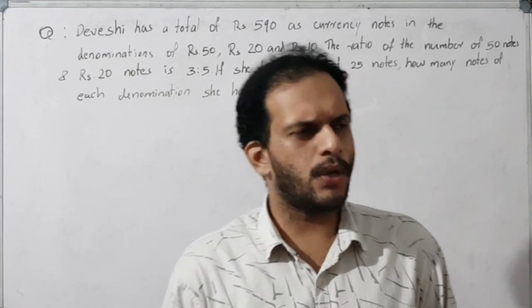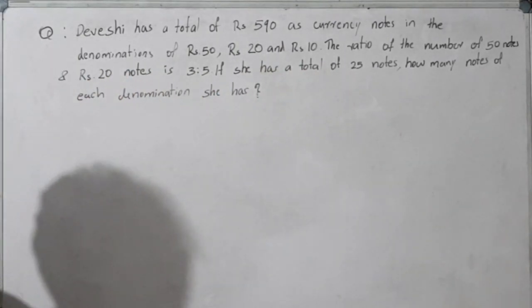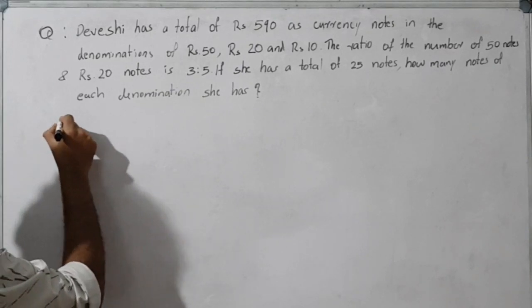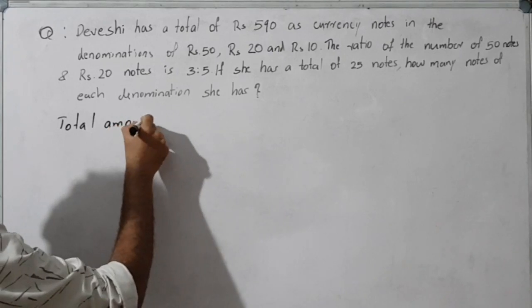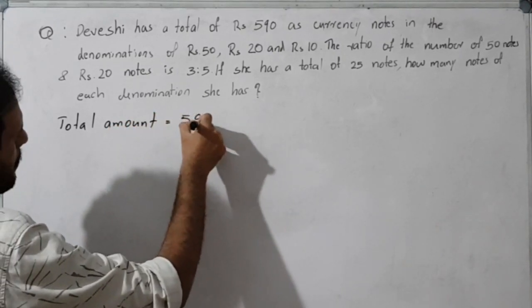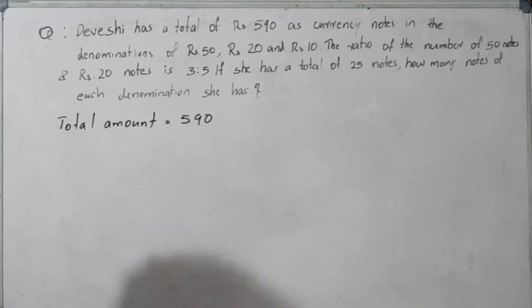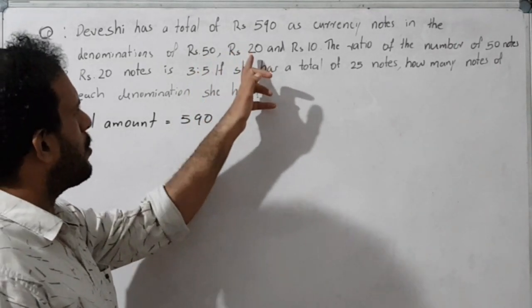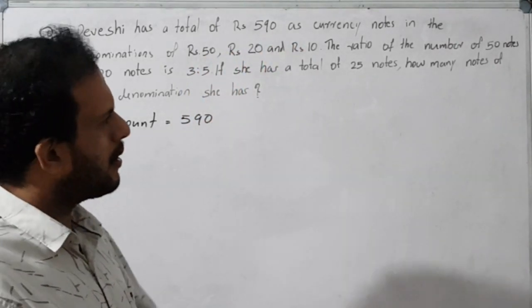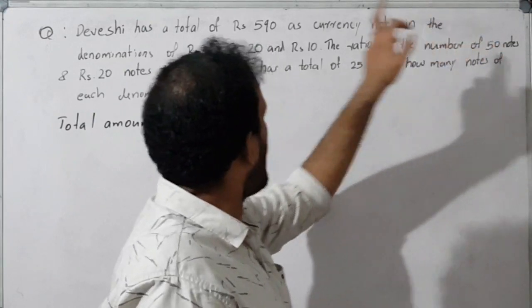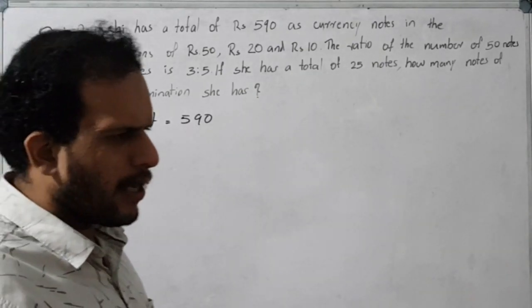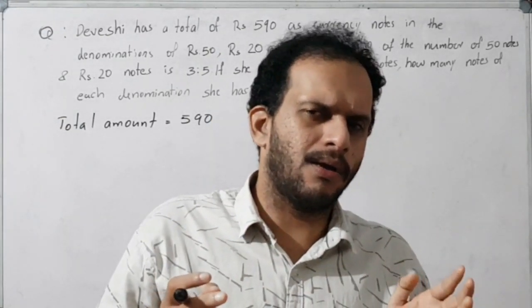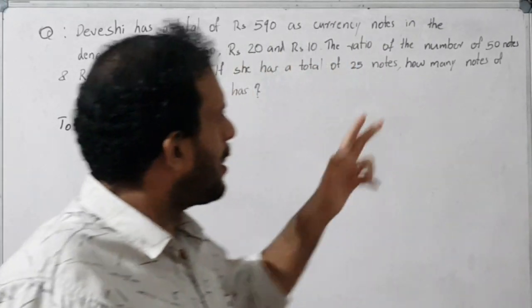Okay? So, how do we start? We start the question like this. The total amount is given. Total amount is equal to 590. Correct. Then what are the notes we have? We have the notes 50, 20 and 10. And it's given here that the number of notes of 50 and 20 are in the ratio 3:5. So we already learned it. If the ratio is given, how do we take the numbers?